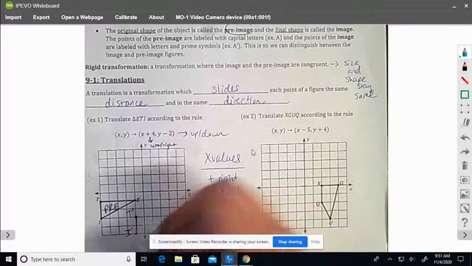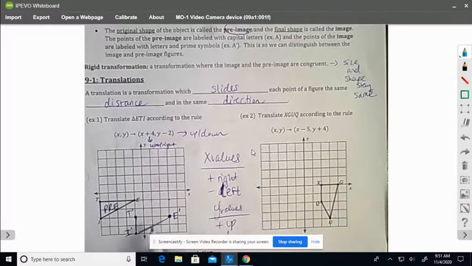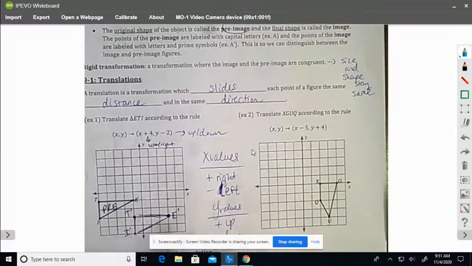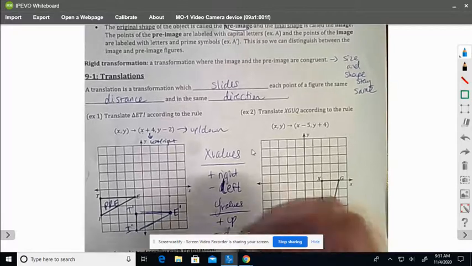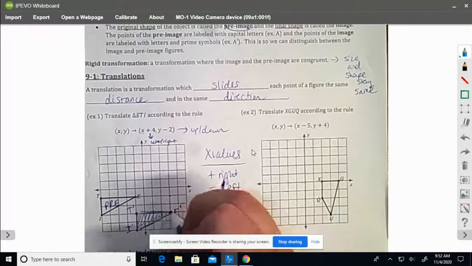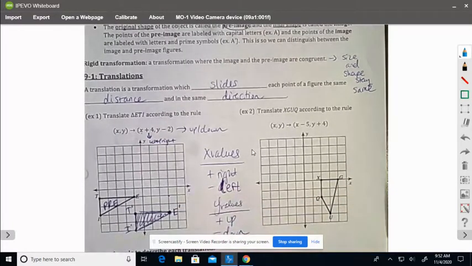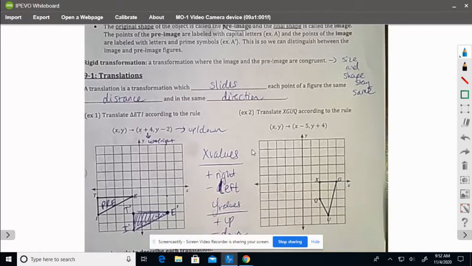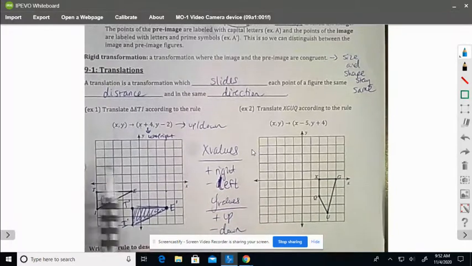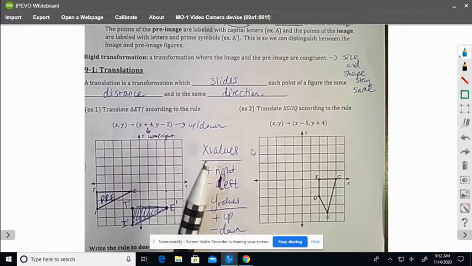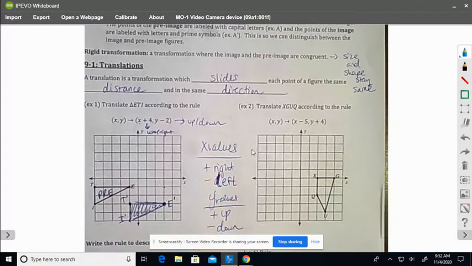Now I just recreate that shape. It should be the same shape and the same size. And then I'm just going to shade it in because that's my answer. So I like to shade in my final shape. Sometimes we are going to do multiple translations to one shape. So that's where shading in is nice because it gives you one final answer.